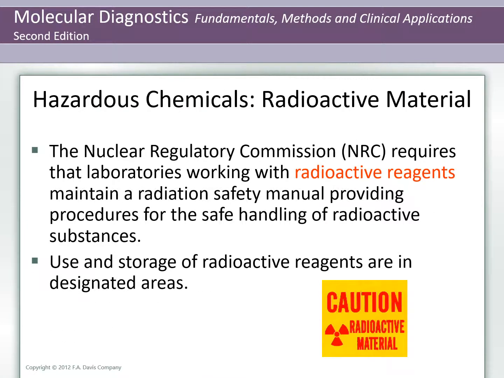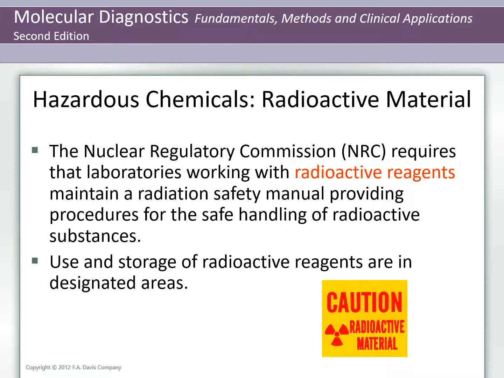Radioactive chemicals are used in some molecular methods. Although methods involving radiation are being replaced by non-radioactive alternatives, some lab procedures still use these agents. The Nuclear Regulatory Commission, the NRC, requires that laboratory personnel working with radioactive reagents maintain a radiation safety manual providing procedures for the safe handling of radioactive substances in both routine and emergency situations. OSHA, the Occupational Safety and Health Administration, has also developed regulations regarding ionizing and non-ionizing radiation.